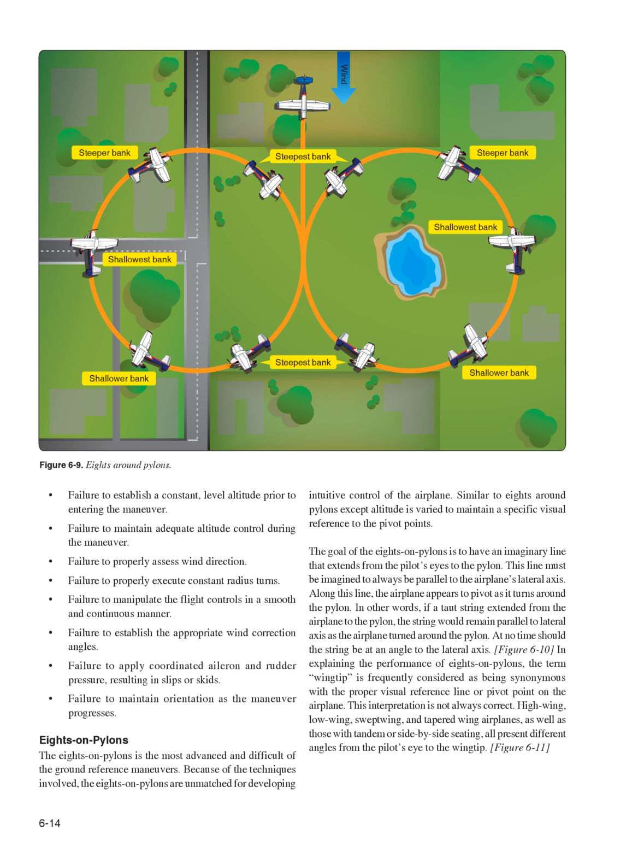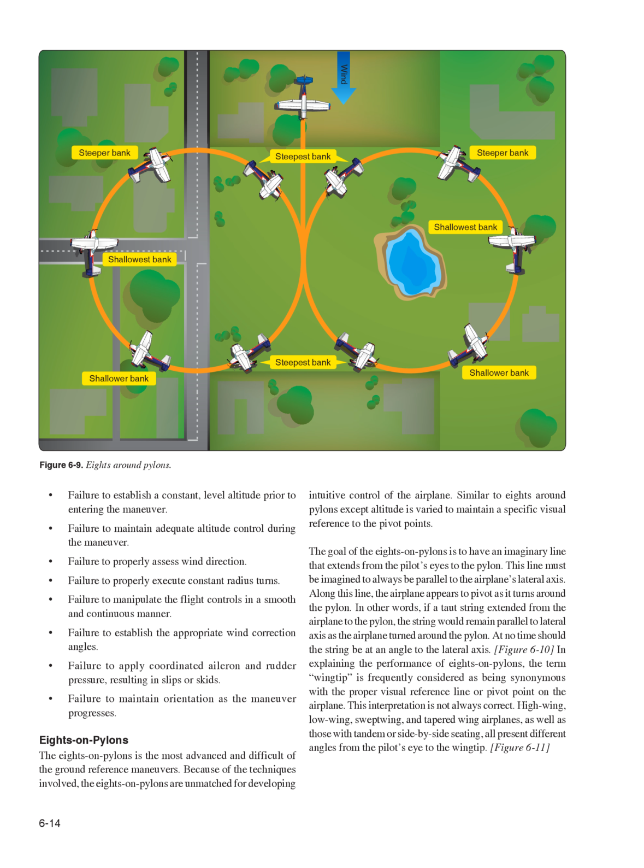The goal of the eights on pylons is to have an imaginary line that extends from the pilot's eyes to the pylon. This line must be imagined to always be parallel to the airplane's lateral axis. Along this line, the airplane appears to pivot as it turns around the pylon. In other words, if a taut string extended from the airplane to the pylon, the string would remain parallel to the lateral axis as the airplane turned around the pylon. At no time should the string be at an angle to the lateral axis.